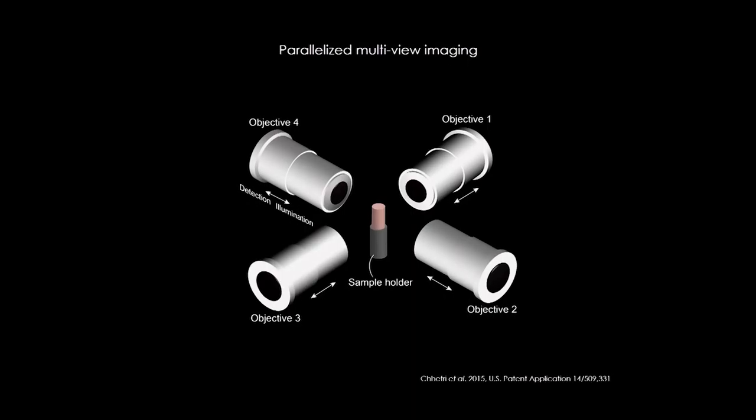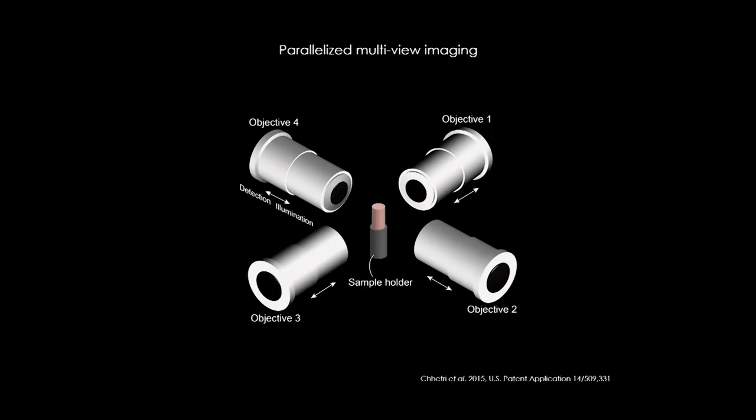And so here's the idea. The arrangement is a little bit more complex than this basic idea that I described. So we don't only have two views of the sample. We actually have four opposing objectives. So it gives us four orthogonal views, which simply means that we can scale this idea up to larger specimens that are not entirely transparent. So for Drosophila and zebrafish, which is actually very helpful also for mouse embryos that we're studying.